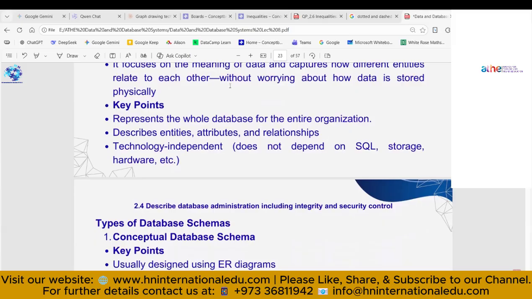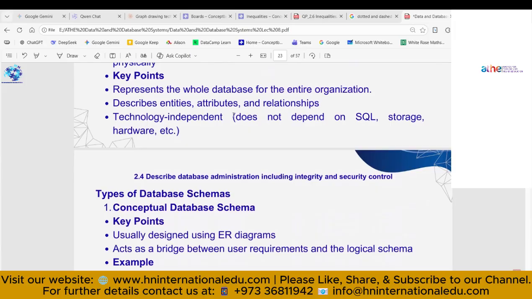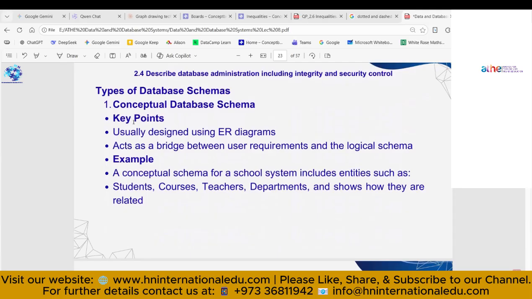So for example, the table name is student, it has five columns such as student name, and this student table has a one-to-one relation with the course table, for example. Then it's technology independent. It does not depend on SQL or storage or hardware, and it is usually designed using ER diagrams. And it acts as a bridge between user requirements and the logical schema.